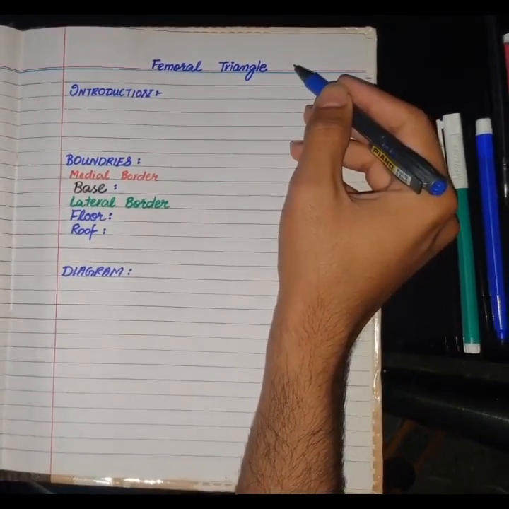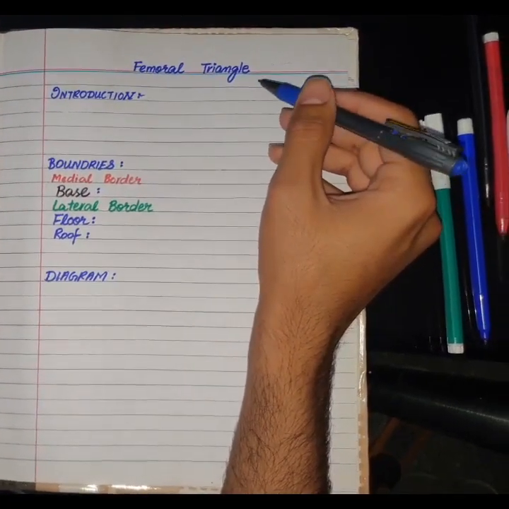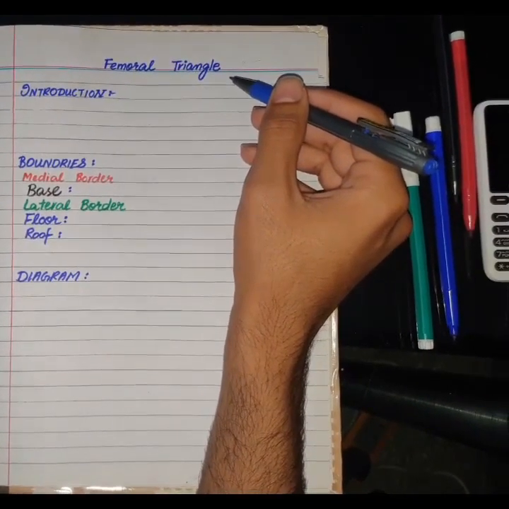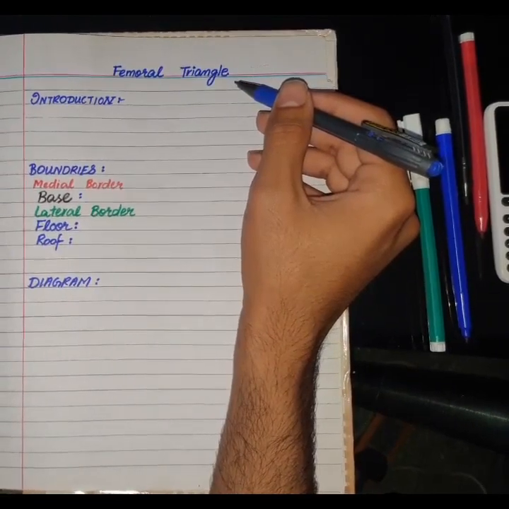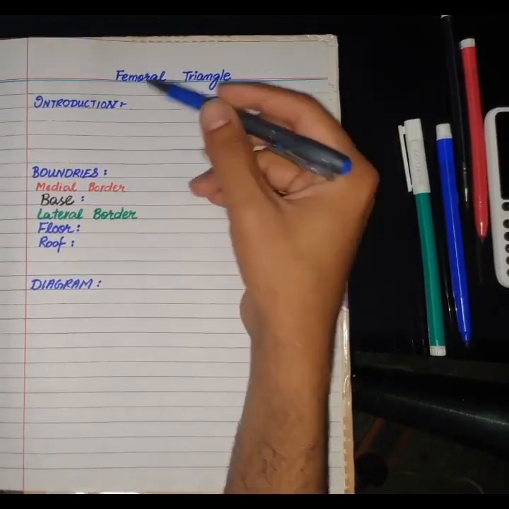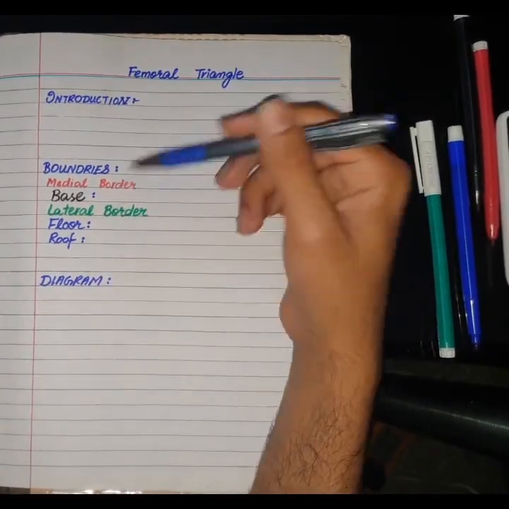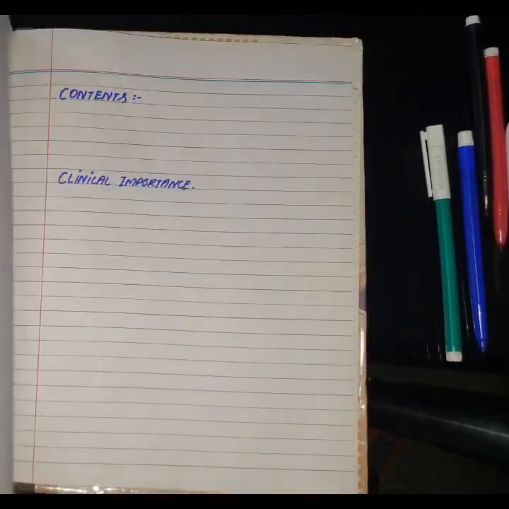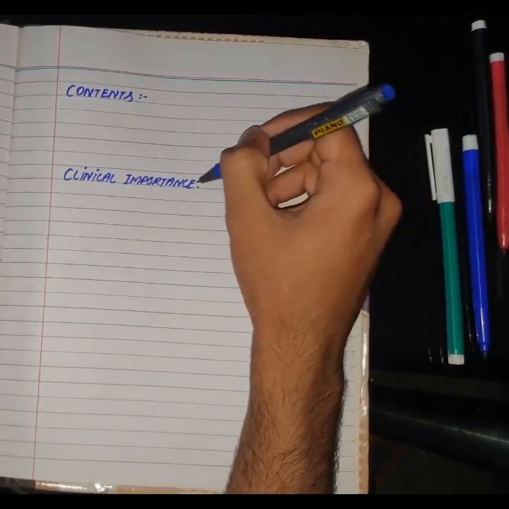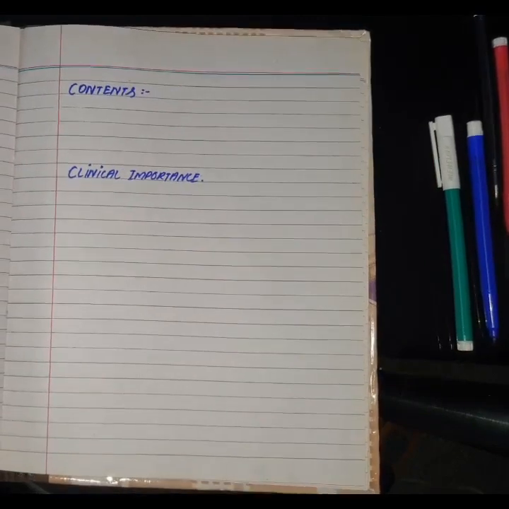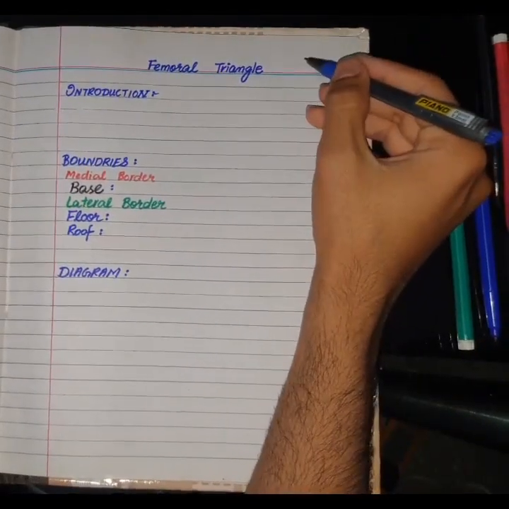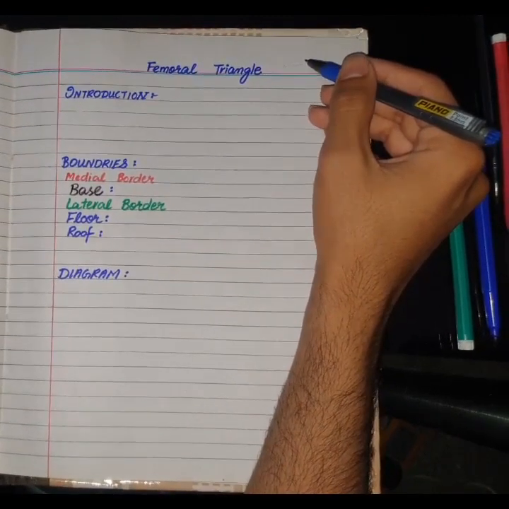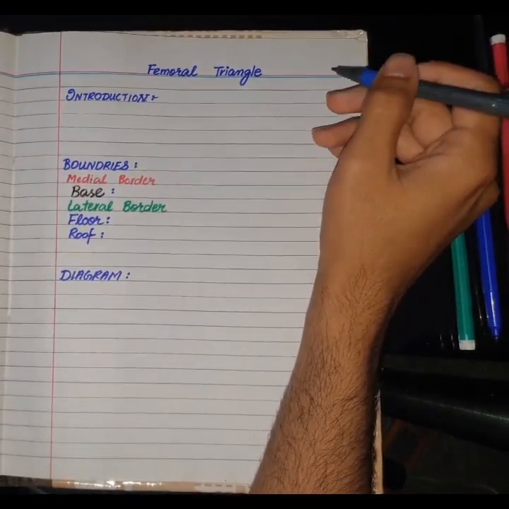Today we are going to talk about femoral triangle. Femoral triangle can be studied thoroughly and efficiently in 5 headings, that is introduction, boundaries, diagram, contents, and the clinical importance. So first of all, we are going to talk about introduction. In the introduction, we talk about the definition of femoral triangle.